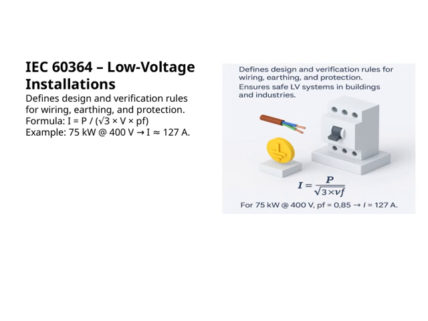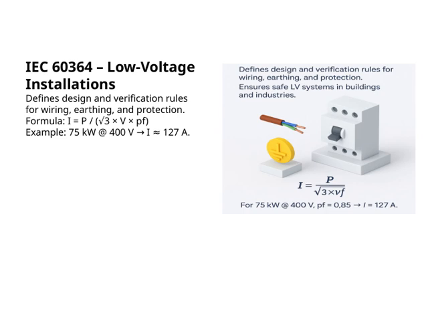Let's take a closer look at IEC 60364, which focuses on low-voltage installations. This standard is crucial because it sets the rules for designing and verifying wiring systems, earthing, and protection measures to ensure safety and reliability. One of the key points is understanding how to calculate the current in a circuit.